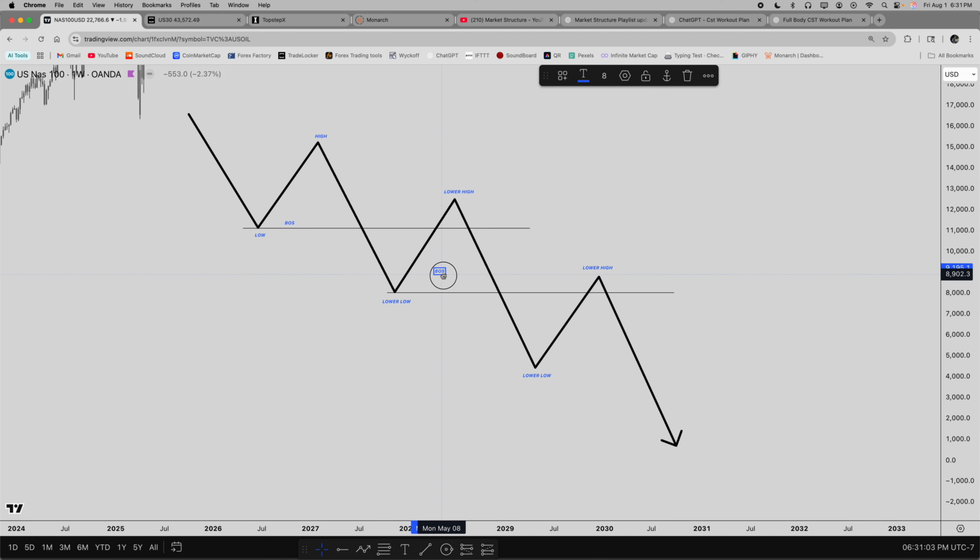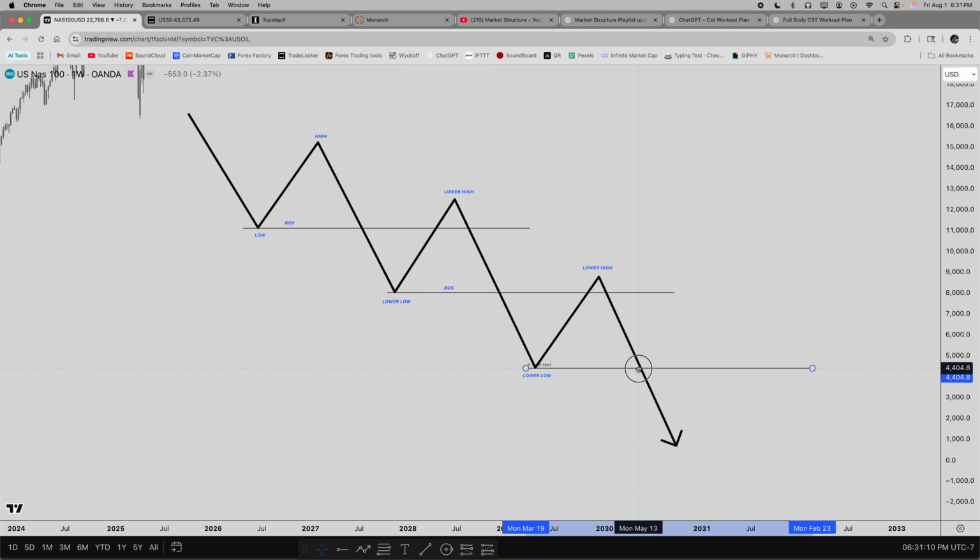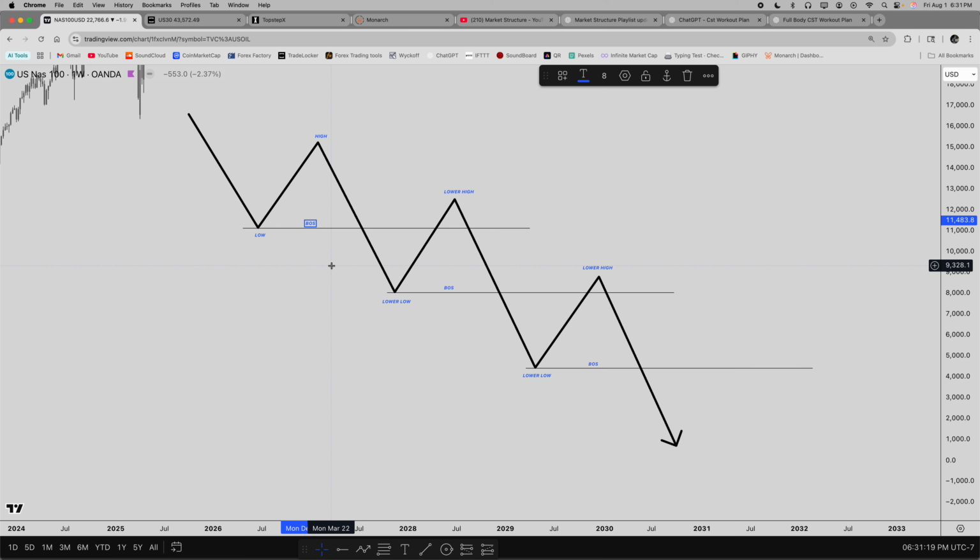Break of structure there, another break of structure here. We'll take this one, thank you. Boom, another break of structure there, and so on and so forth. That's how we know.